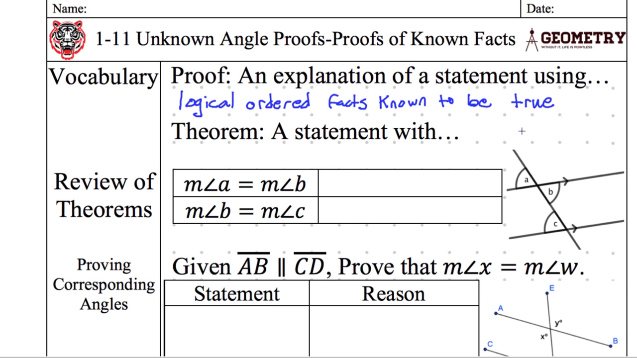I should see every single person writing this down verbatim. If I don't see your pencil moving, that's a problem. What is verbatim? The same exact. You copy it as it's shown up here.